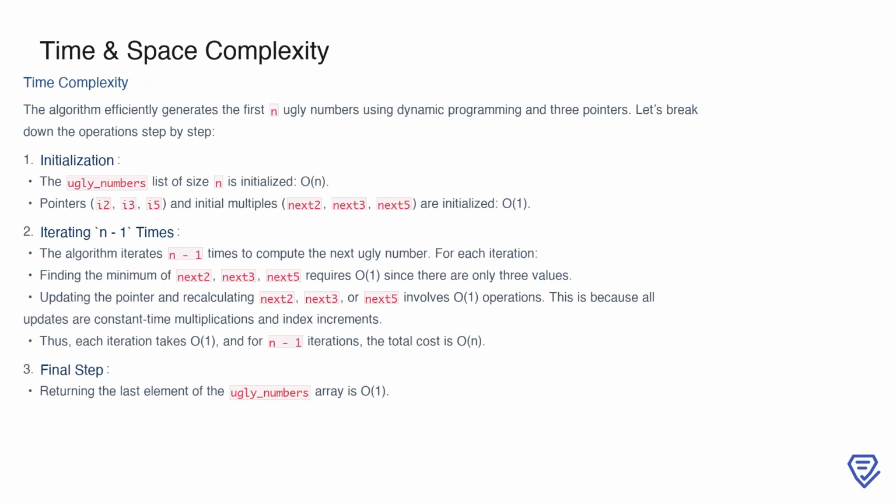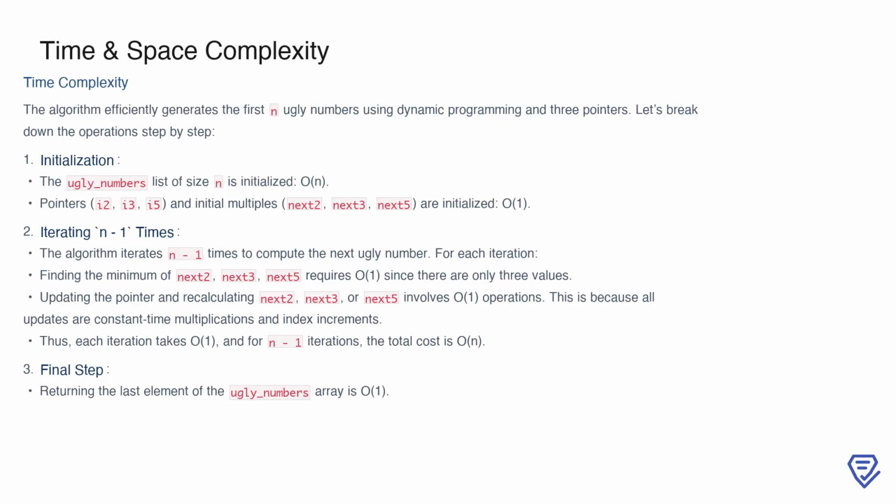Here, we analyze the time complexity of our algorithm for generating the first n ugly numbers. The process begins with initialization, where we create a list of size n to store the ugly numbers, and initialize 3 pointers and their corresponding next multiples. These setup operations are constant time, except for the array initialization, which takes O(n).